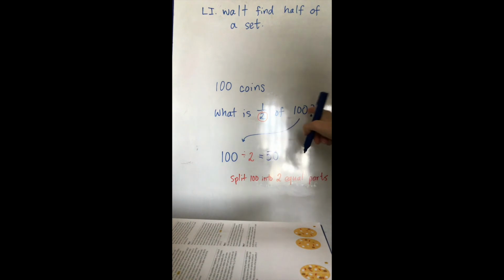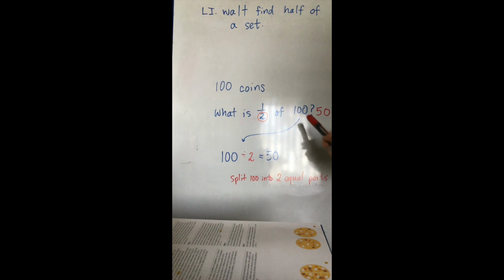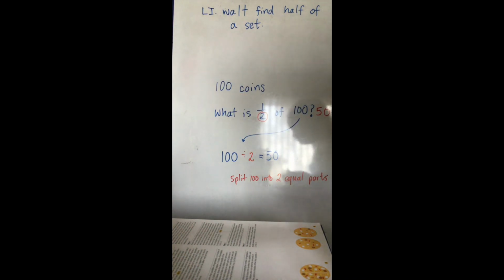So what is half of 100? Half of 100 is 50. And we can do this with anything when we have a set. When we have a set and we want to find half of the set, we divide the total number of things in the set by 2. Okay.